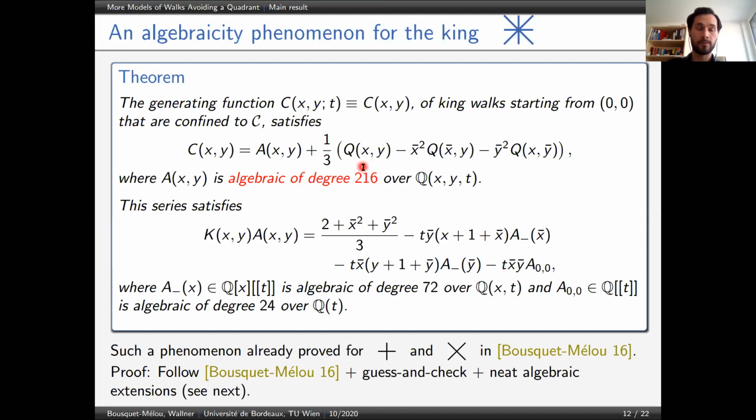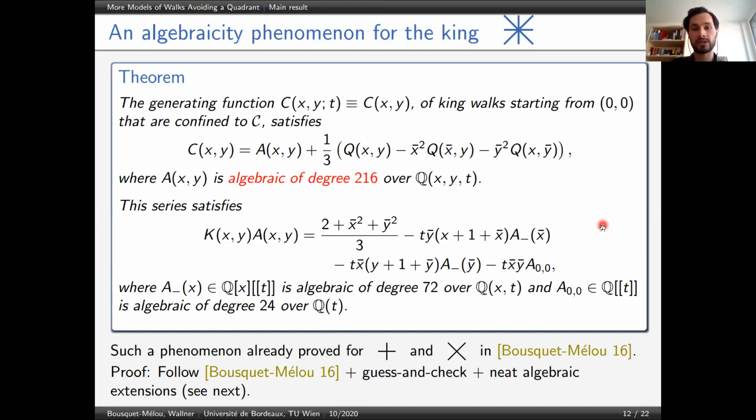Moreover, we know about this function A that it satisfies the following functional equation, which looks very similar to the lattice path generating function, to the lattice path interpretation of walks. I'll come back to that later. A minus and A0 are actually algebraic of degree 72 and 24. Note that such a phenomenon was already proved by Mireille Bousquet-Mélou for the simple walk and the diagonal walk.